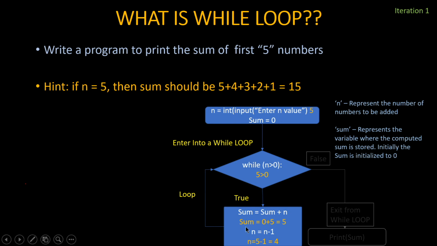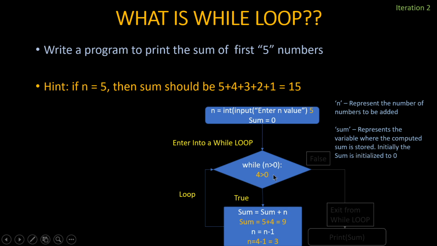So for decrementing by 1, we have n = n - 1. The value of n is updated from 5 to 4. And in iteration 2, what is the value of n? It's 4, right? In the previous slide we updated the value of n from 5 to 4, so in iteration 2 the value of n is 4.